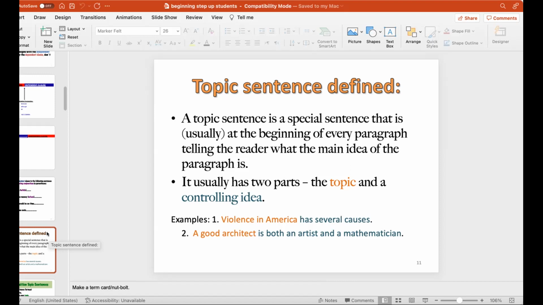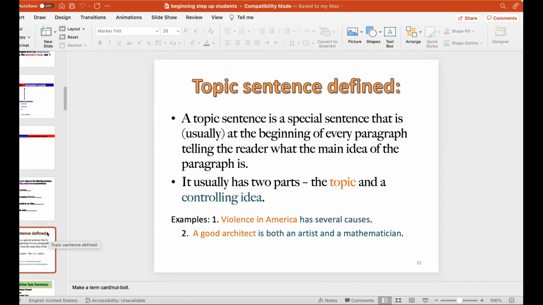So the whole idea of a topic and a controlling idea is something that you want to practice with your kids. So here's an example. Violence in America has several causes. Well, my topic is violence in America. And I'm not going to talk about what kind of guns are used or weapons or who does it. I'm going to only talk about the causes. So my topic is violence in America, and my focus is what are the causes of that?